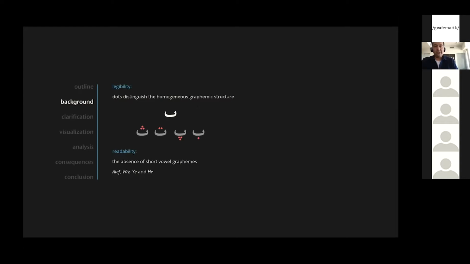The homogeneous graphematic structure or base, which distinguishes graphemes by dots, is a source of legibility difficulty in many cases, which could be minimized by typographical treatments. The absence of vowel graphemes, especially short vowels, causes readability difficulties. In the Perso-Arabic, aleph plays the long vowel and short vowel role, and ye, vav, and sometimes he are the matres lectionis.